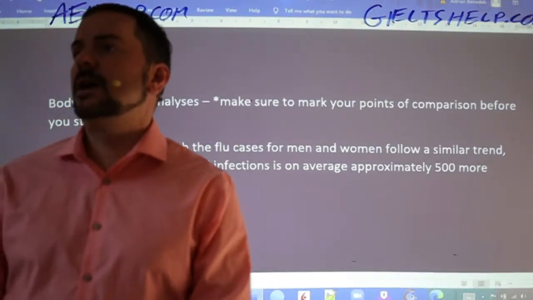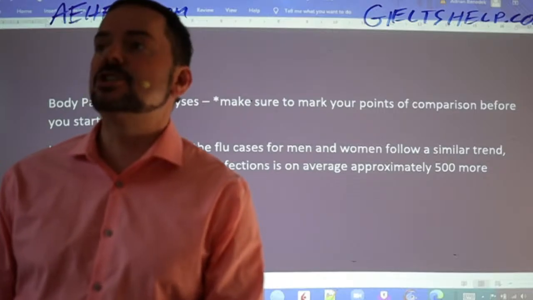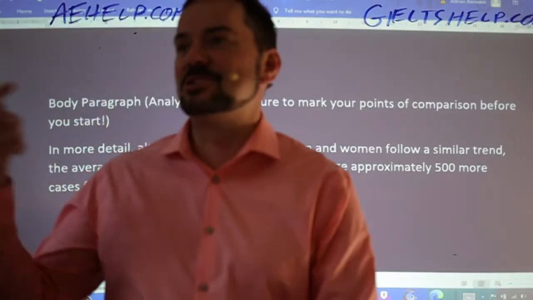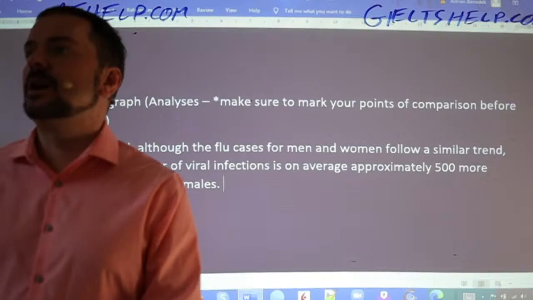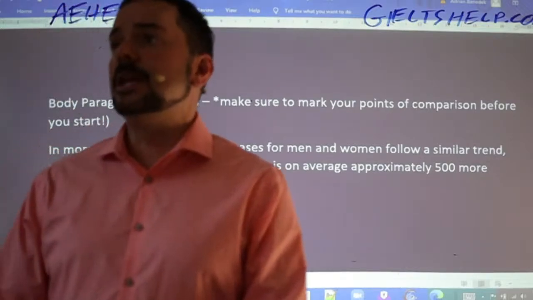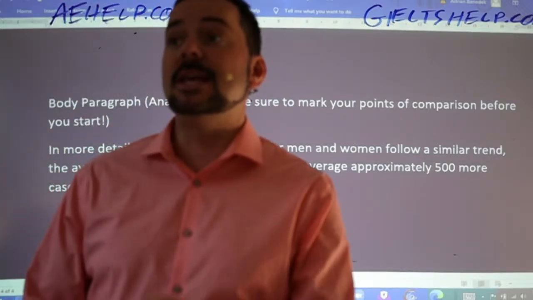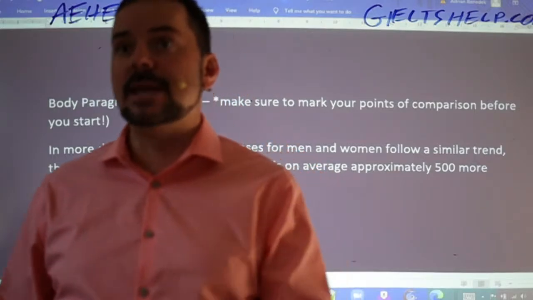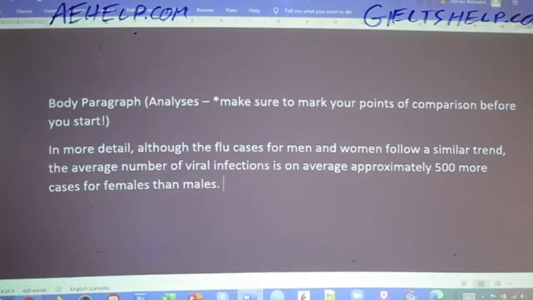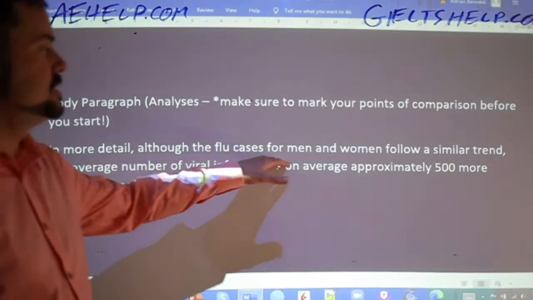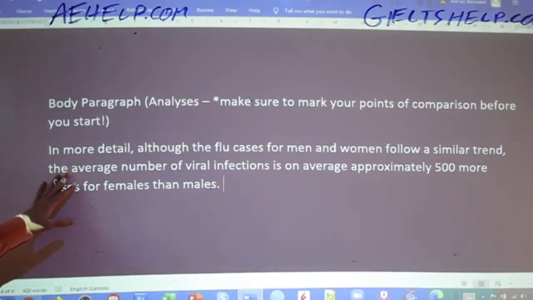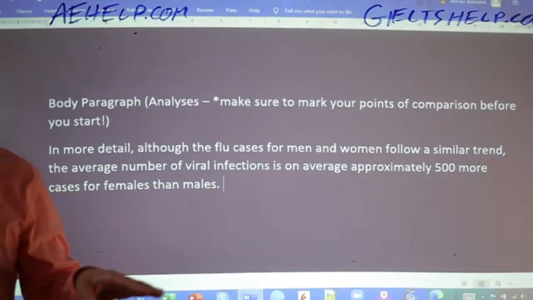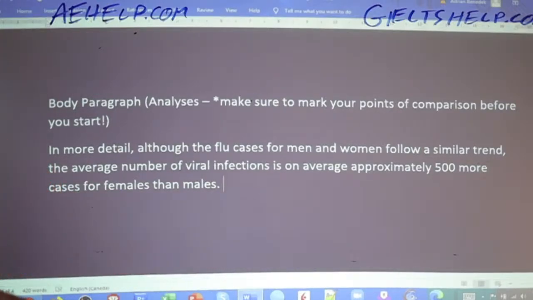Rashika says, at deeper inspection, not infection. Rashika, I think you're jumping ahead. Female infection rates were dominant throughout the year, showing roughly 500 more cases on average than males. Rashika, average is very important, okay? In more detail, although the flu cases for men and women follow a similar trend, I'm rushing along a little bit here, and Kai Chan says you're using average twice. Yeah, that would. So I have to be careful here and fix that.